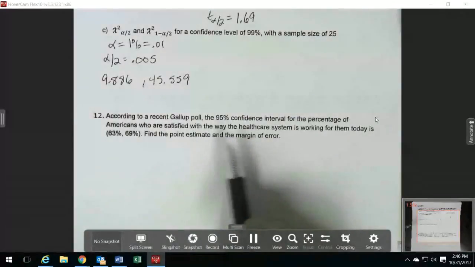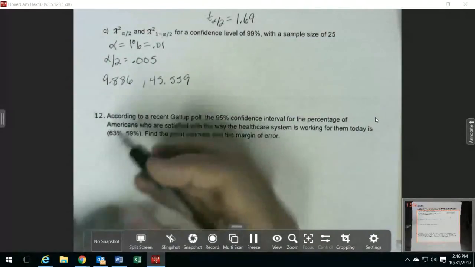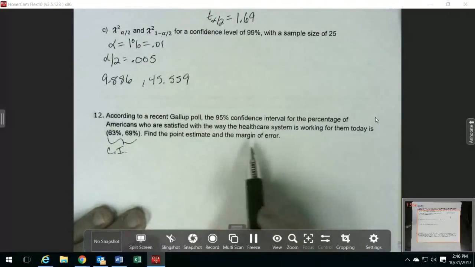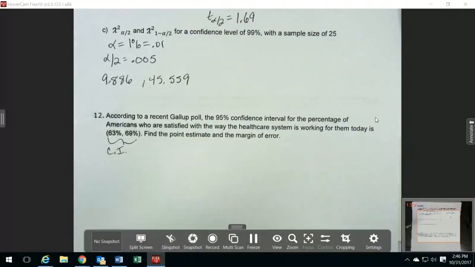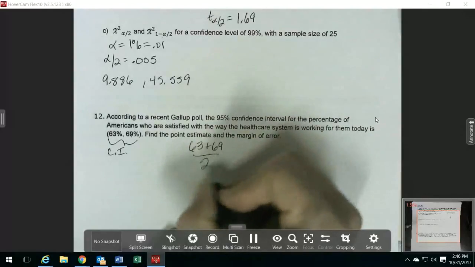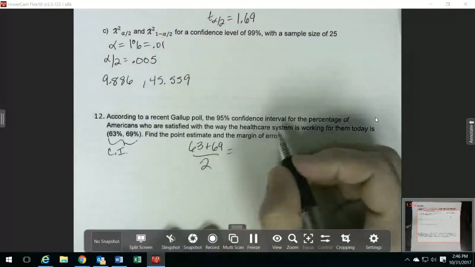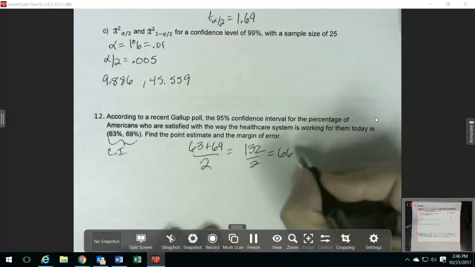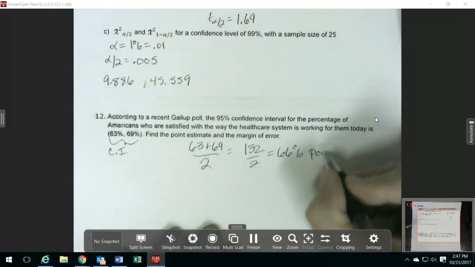Okay, in this one, they're already giving you the confidence interval, and then they're asking you from that to find the point estimate and the margin of error. So just remember that if you have either proportions or means, the point estimate is exactly halfway in between the two ends of the confidence interval. So it's exactly in the middle of the confidence interval. So you can even take the two limits and just average them. Just add them up and then divide by 2. So our point estimate for this would be 66%.